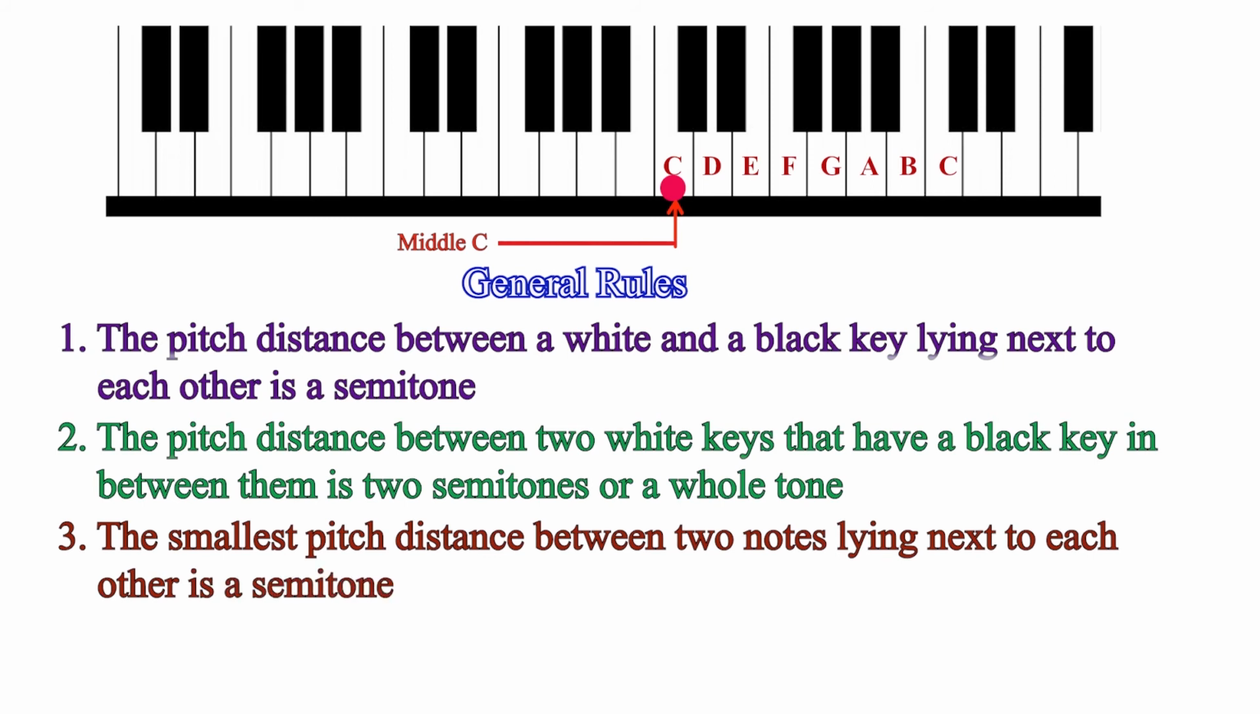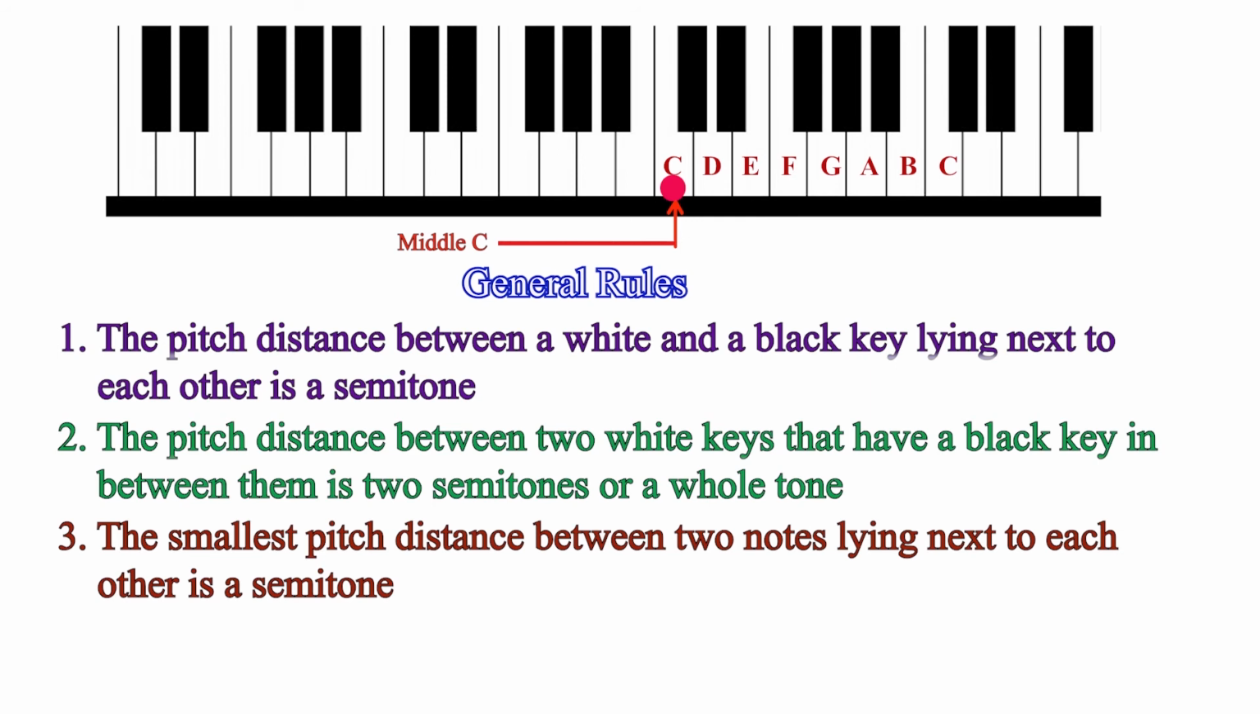That means B and C, as well as E and F, are so close together in pitch that there is no room for a keyboard note between them. Therefore, whenever E and F or B and C occur together in music, the pitch difference between them is a semitone.